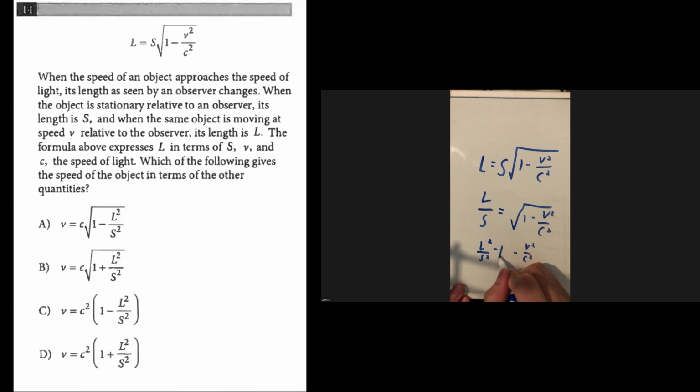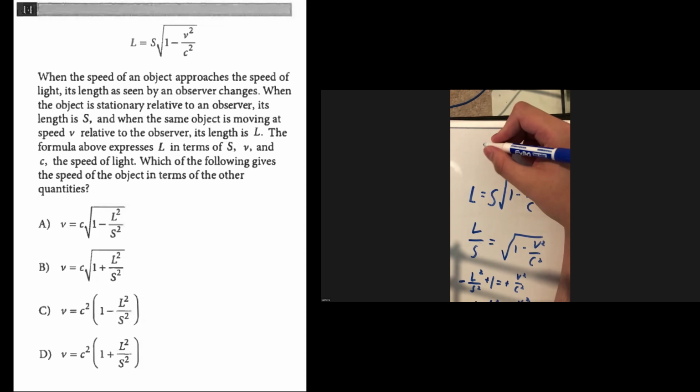So L squared over S squared minus 1 equals negative V squared over C squared. And you multiply both sides by -1. So this becomes positive, and this becomes negative. So now you're left with 1 minus L squared over S squared equals V squared over C squared. And then you multiply both sides by C squared.